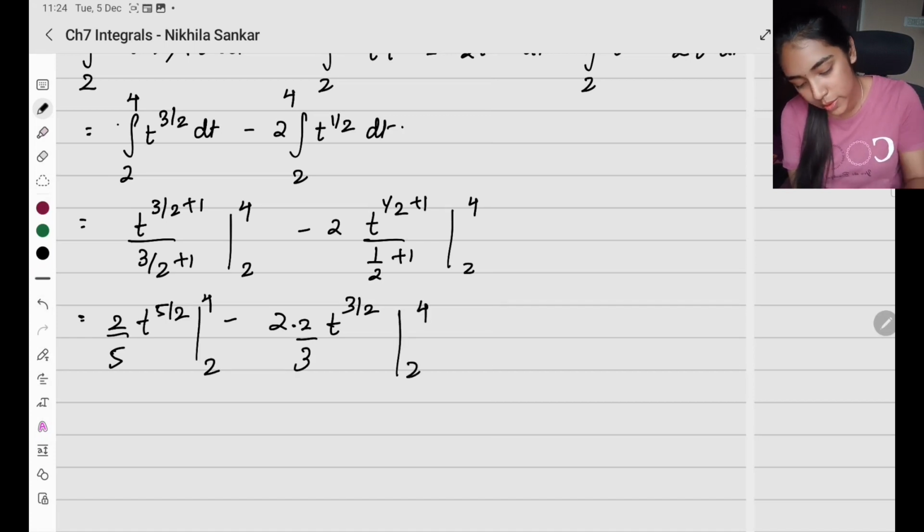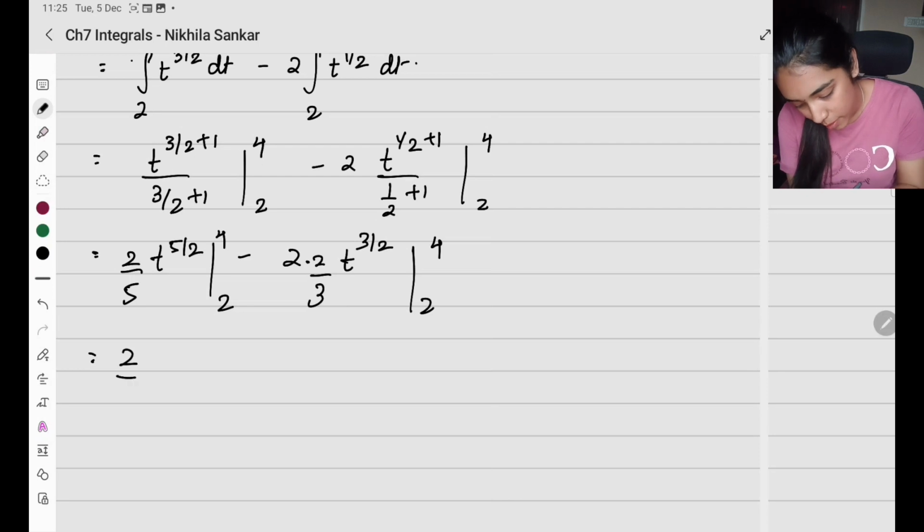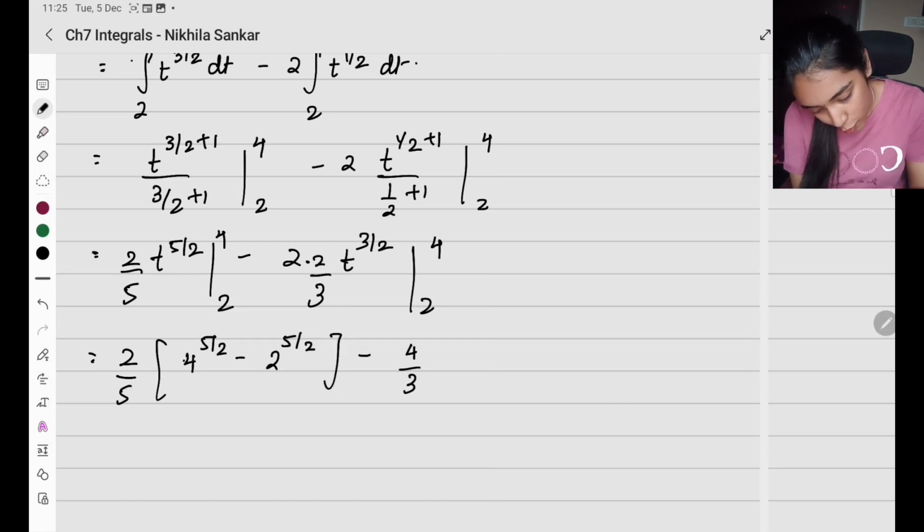Okay, I will do the two terms individually. So when I club them, I have 2 by 5 times 4 to the power 5 by 2 minus 2 to the power 5 by 2, minus 4 by 3 times 4 to the power 3 by 2 minus 2 to the power 3 by 2.